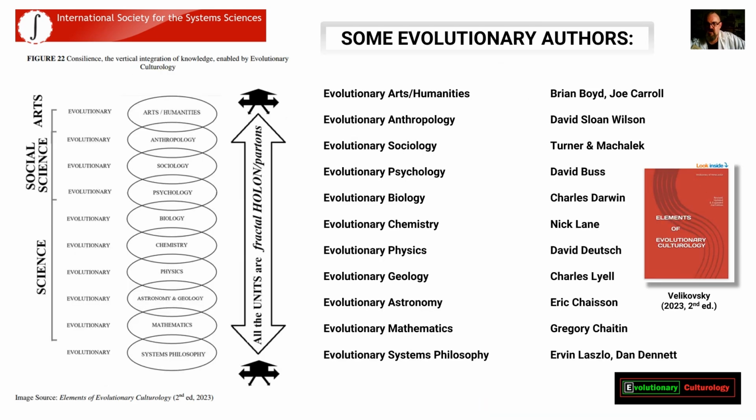Next. Here's a few evolutionary authors. I think most of these popped up in the 2016 EvCult PhD. Looking through different authors in evolutionary everything. All the domains are evolutionary now, as much as postmodernists and science deniers would like to deny or avoid it. That's figure 23, I think. Consilience, vertical integration of all knowledge.